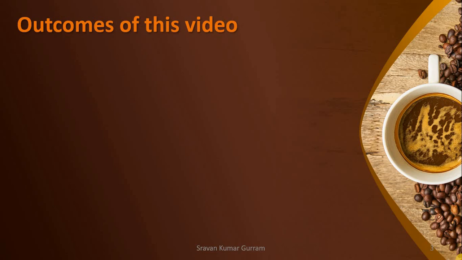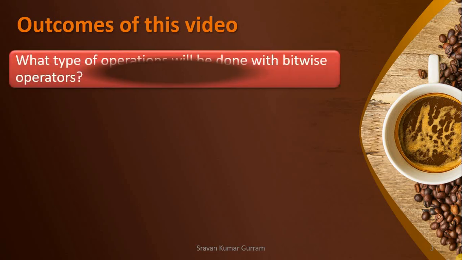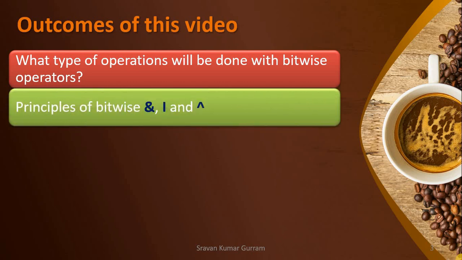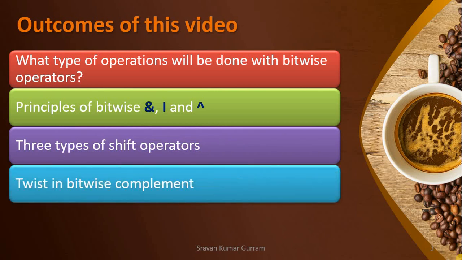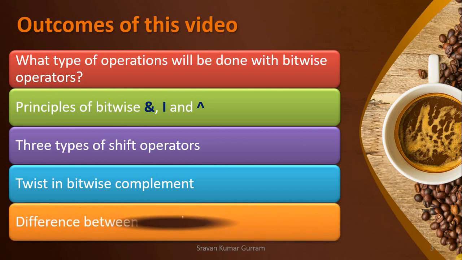After watching this video, you will get the knowledge about what type of operations will be done with bitwise operators, principles of bitwise AND, OR and exclusive OR, the three types of shift operators we are going to discuss, the twist in bitwise complement, and the difference between the right shift operator and the unsigned right shift operator.